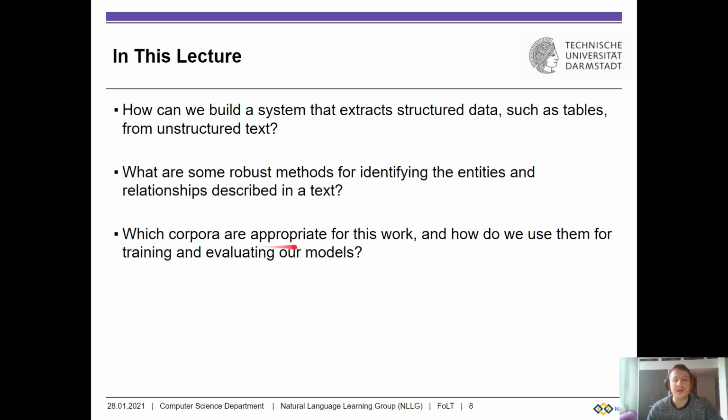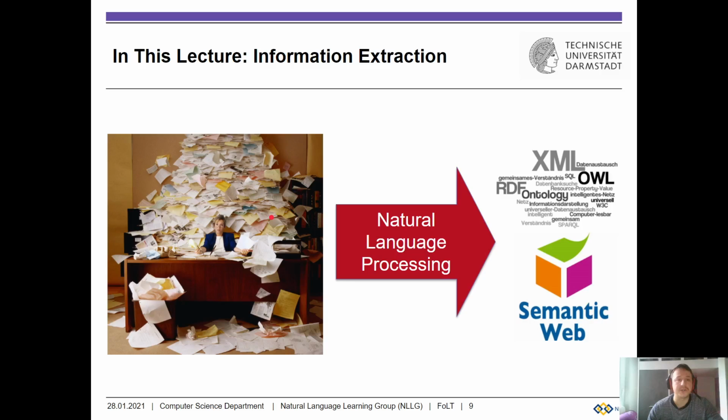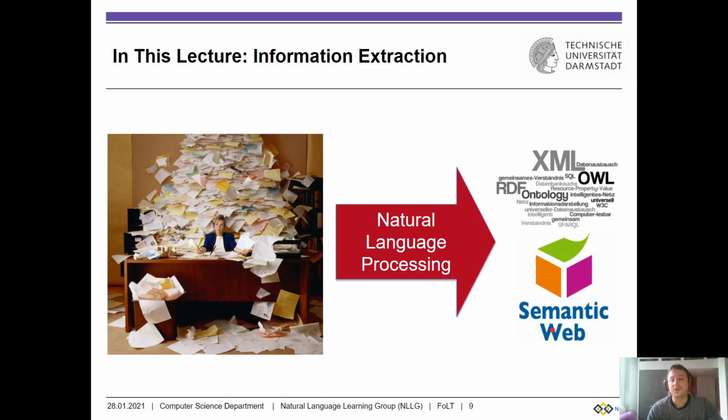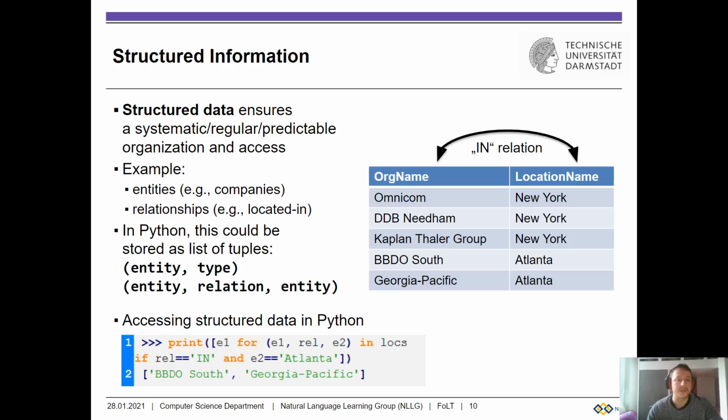And which corpora are appropriate for our 2 tasks? How do we use those corpora to train and evaluate machine learning models? We will see answers to all 3 of those questions in this lecture. The lecture in a nutshell is, we have a lot of unstructured data. We want to use natural language processing to convert this into some structured form, such as a semantic web which has entities and their relations stored.